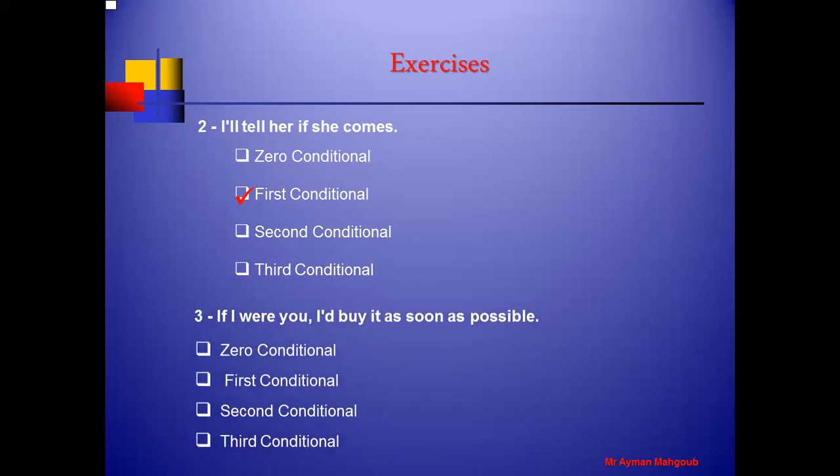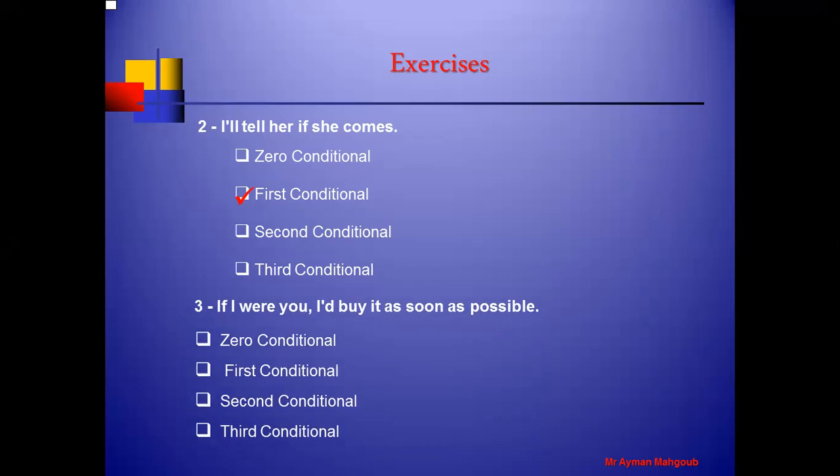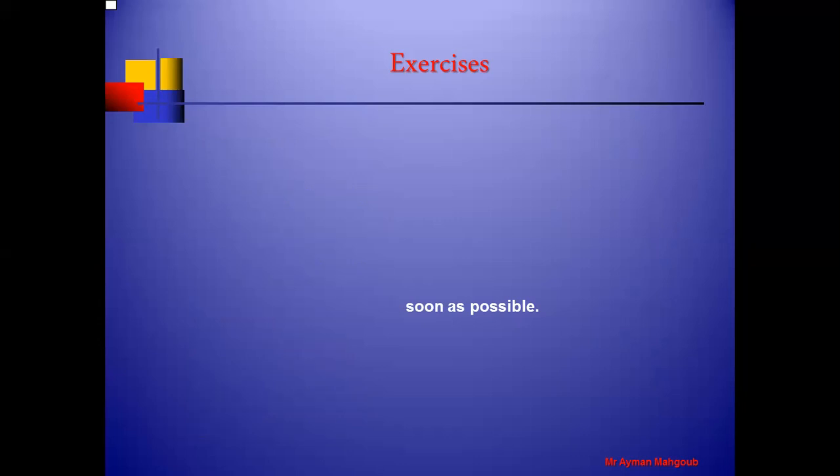Okay. The third one: if I were you, I would buy it as soon as possible. Yes, second, because after if I used the past simple, great. Rawan, Alaa and Salma. If I were you, it's past simple. I would buy is would plus infinitive. But also in meaning, if I were you, I am not you. In reality I am not you. I'm just imagining that I were you. I would buy it. That means I am not you, so I will not buy. In reality I will not buy.